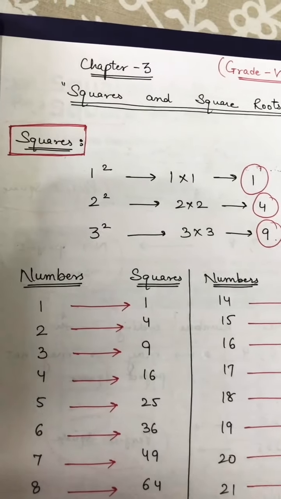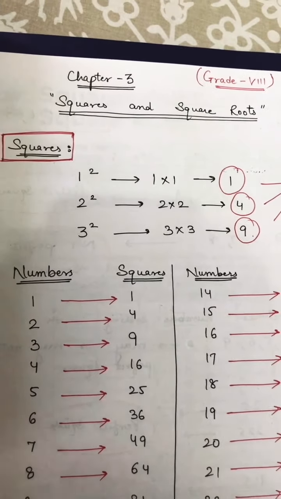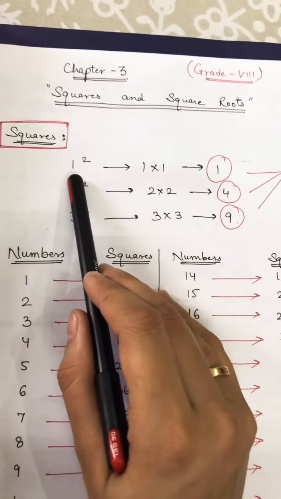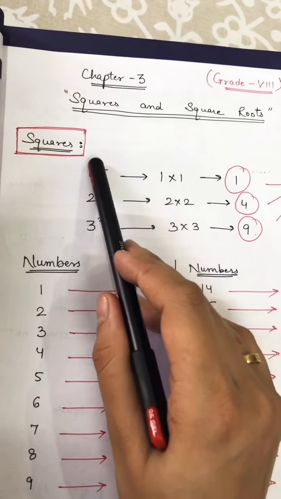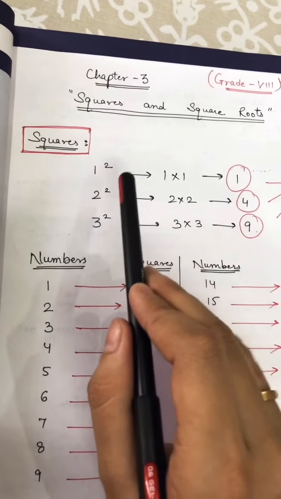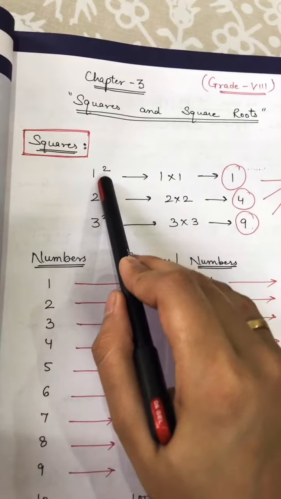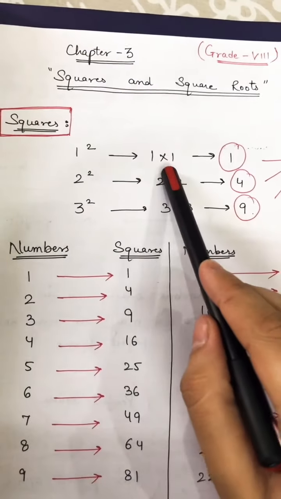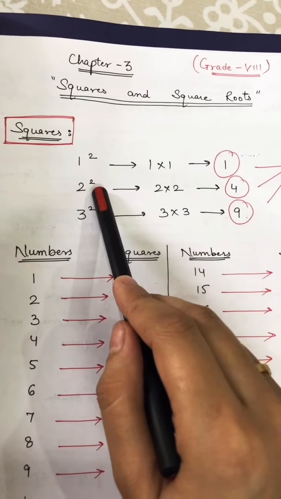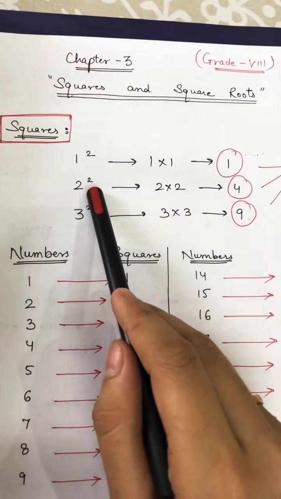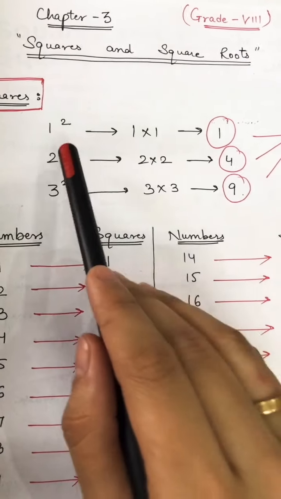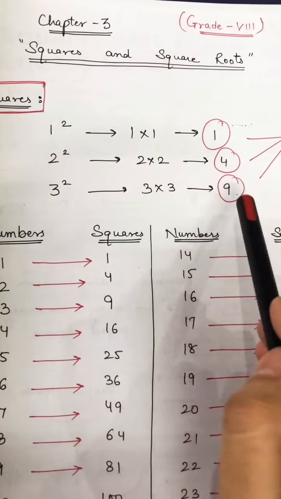I hope you have done the squares up to 20 or 30 in the previous grades. Squares are like one square. If we are writing in this way, the power is 2. When the power is 2, that is known as a square. One square is 1 multiplied by 1, which is equal to 1. If somebody asks you what is 2 square, 2 square means 2 multiplied by 2. 3 square is 3 multiplied by 3. So 2 square is 4, 3 square is 9.